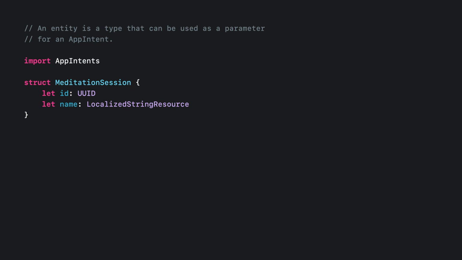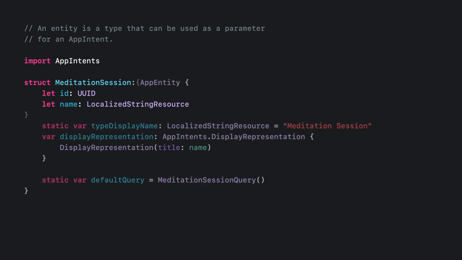To add a parameter, I first need to define the parameter's type. I'll create a meditation session struct that has the relevant information for a session. I'll include a name, and I'll give it an identifier field, which can be a UUID.